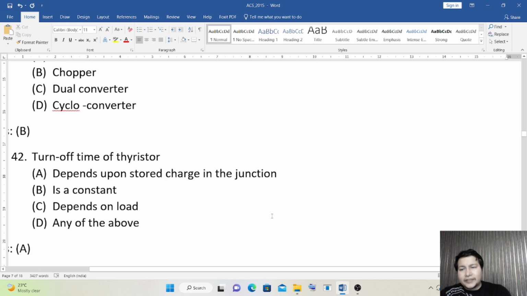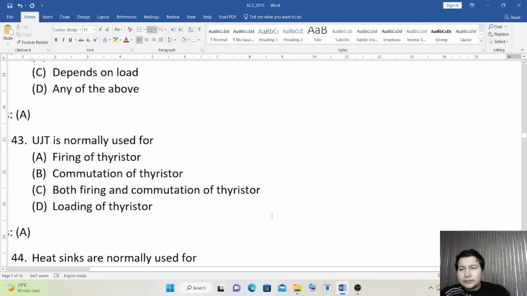Turn off time of thyristor depends upon stored charge in the junction, is a constant, depends on load, any of the above. So the correct option is depends upon stored charge in the junction. UJT is normally used for firing of thyristor, commutation of thyristor, both firing and commutation of thyristor, loading of thyristor. Correct option will be option A.